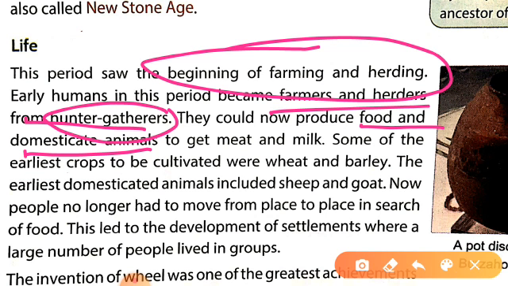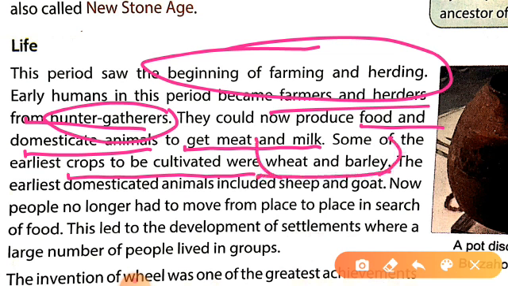In the Mesolithic age we saw that they learned fishing, domesticated animals, and planted seeds. Here we have heard that they learned farming, also herding or domestication to get meat and milk. Some of the earliest crops they cultivated were wheat and barley. Very important, you will mark it.